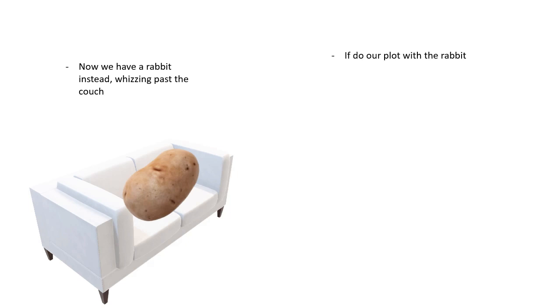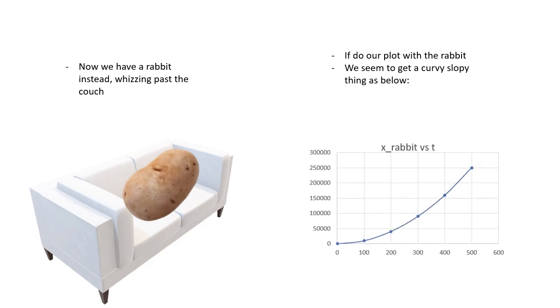And if we do our plot with the rabbit, what happens? We seem to get a curvy, slopy, something like this. So we are plotting here, this is time, 100 seconds, 200 seconds, 300 seconds, and so forth. And maybe this is the number of centimeters the rabbit has moved from the first time that we saw it here near the couch.